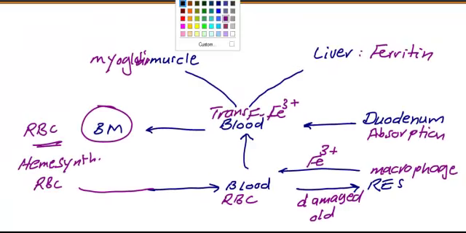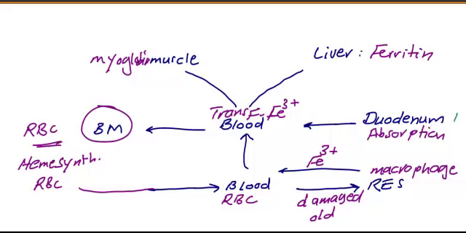Okay, so in summary, how many players do we have? First, we have the duodenum. In the duodenum there is absorption. Second, we have the bloodstream, which is the circulation. Transferrin, which is the iron-carrying or iron-binding protein in the bloodstream. Why do I have transferrin? Because iron is insoluble, so it needs a protein to be carried. So here, duodenum; second, in the blood we have transferrin; and the third organ is the bone marrow for hemoglobin synthesis. Then we go back to the blood.